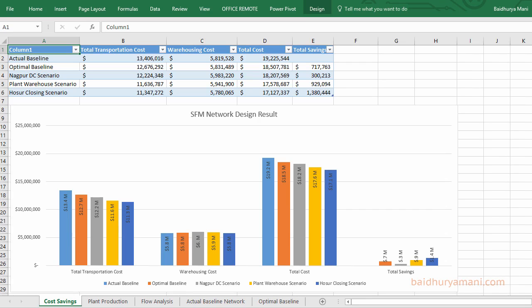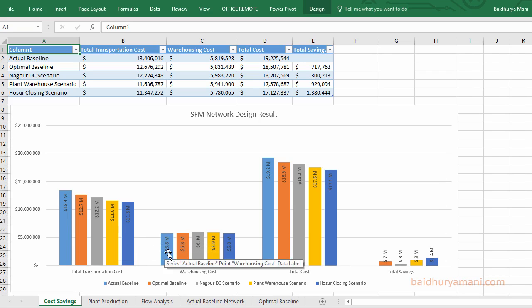Now let's look at how we are going to present the results. In the first dashboard, the cost savings dashboard, we have put the total transportation cost, warehousing cost, and the total cost. This information has been put for all the different scenarios. The purpose of this dashboard is to provide a high level overview of the results. What we are observing here is that the total transportation cost is lowest in the Hosur closing scenario and is second lowest in the plant warehouse scenario.